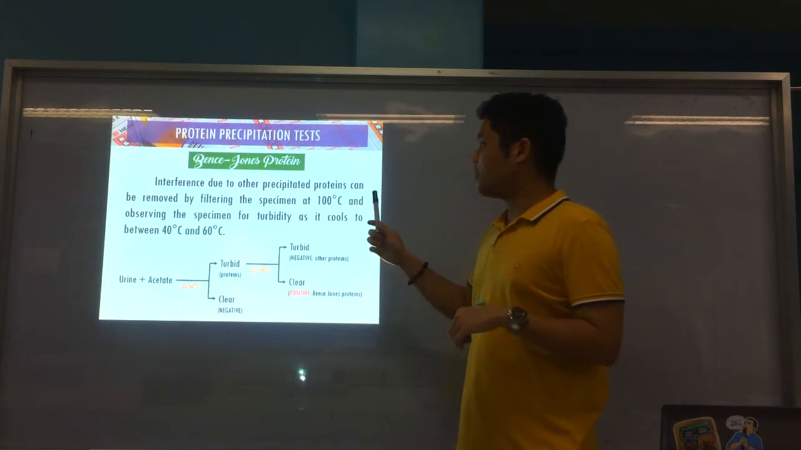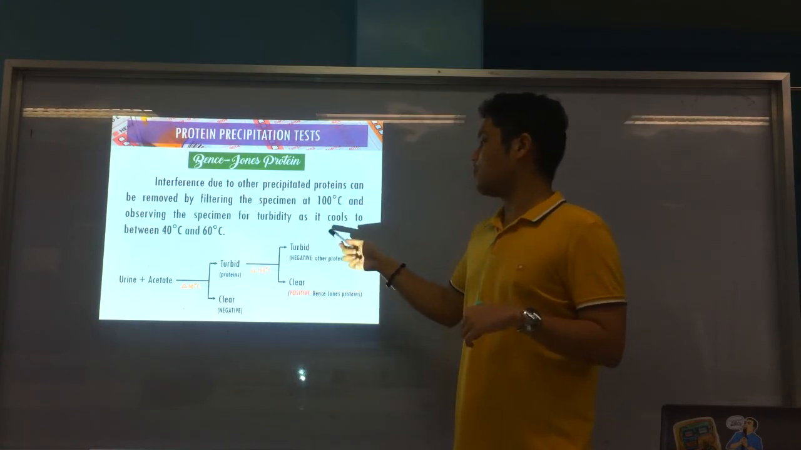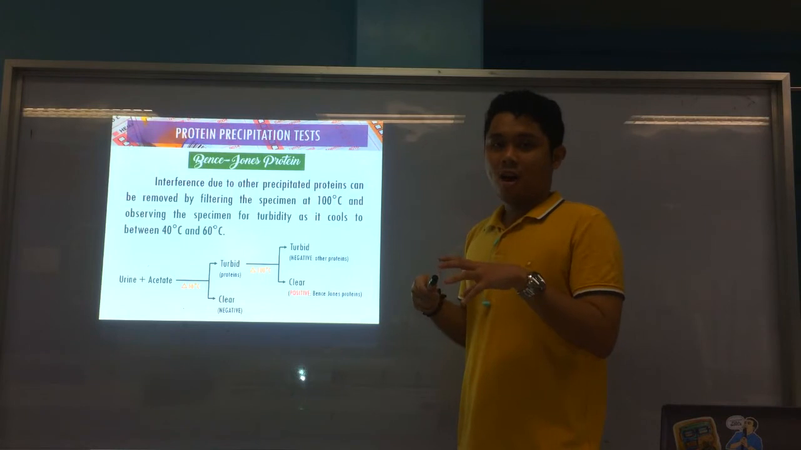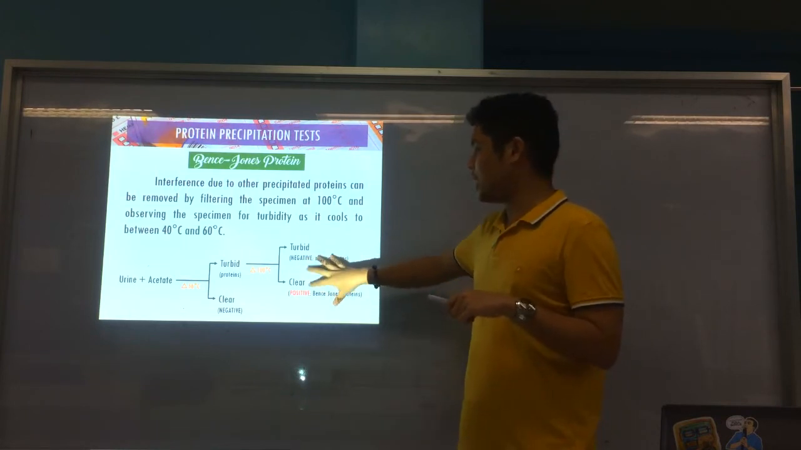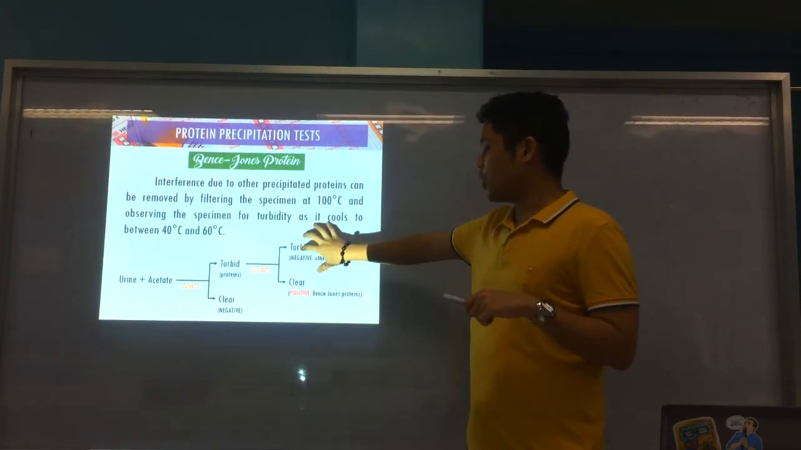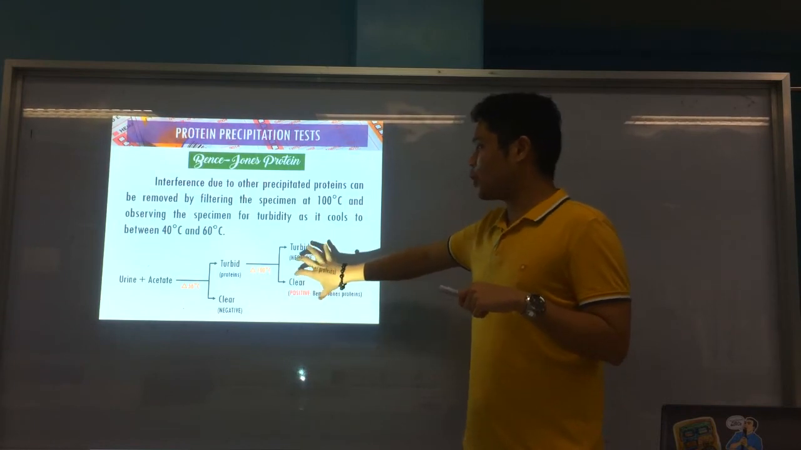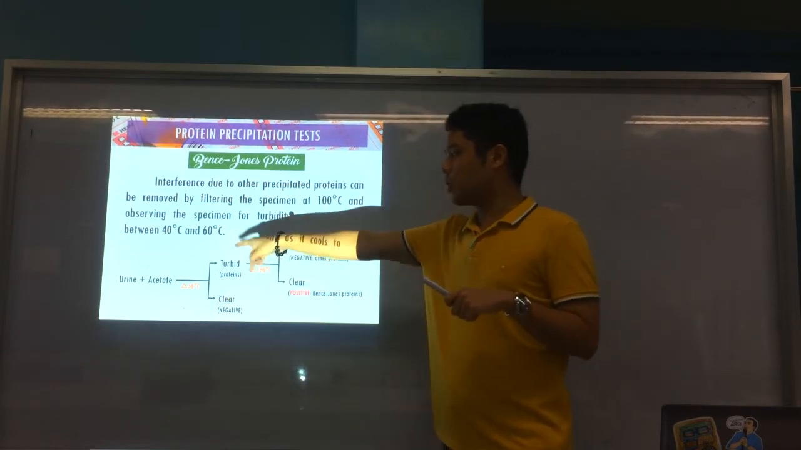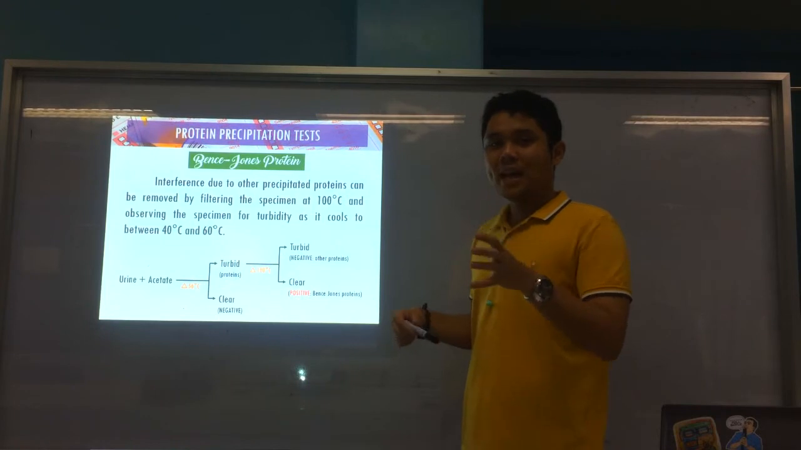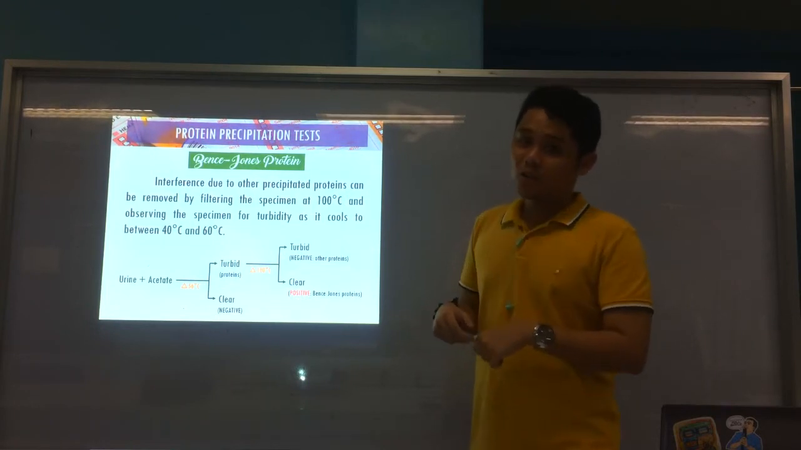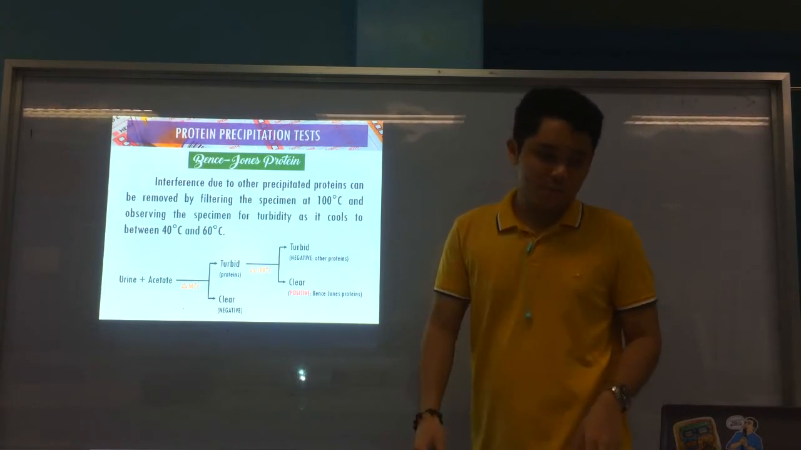Okay, so again, you can follow that, and then when you get here, you filter it. Alright? You filter it to remove the other proteins, and then after filtering, you let it cool down, back to 56 or 40? And then if it becomes turbid, then it's positive for Bence Jones protein. Alright? Okay, I hope that's clear.